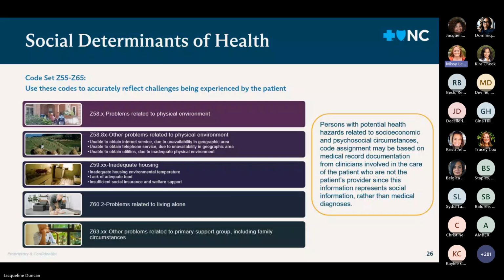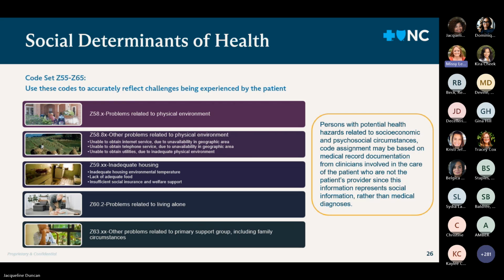Code set Z55 through Z65 include codes related to social determinants of health. These challenges should be considered and documented during visits when working with this population. Interventions placed prior to an incident are ideal, and tracking these risks can help. Inability to obtain utilities and adequate food are important to know, as well as inadequate housing, environmental temperature.